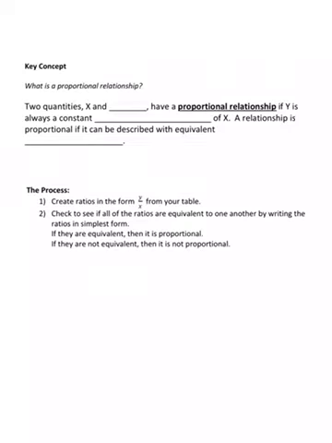So we have two quantities, x and y, have a proportional relationship if y is always a constant multiple of x. And a relationship is proportional if it can be described with equivalent ratios or fractions, whichever you want to think of. Both will do.